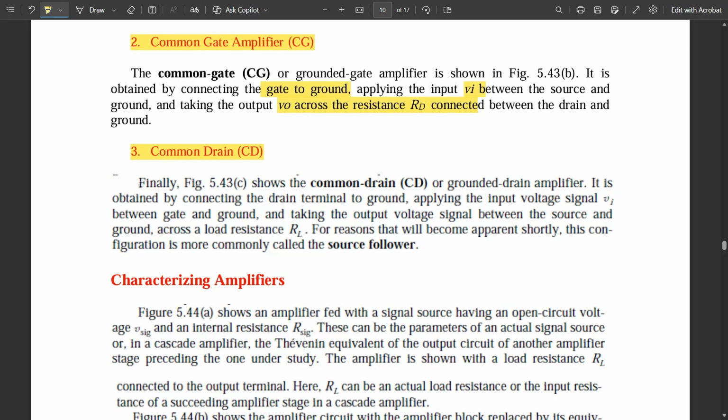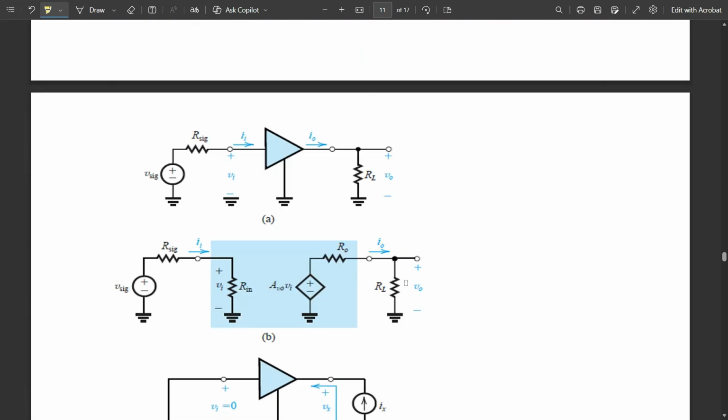Finally, figure 5.43c shows the common drain CD, also called the grounded drain amplifier. It is obtained by connecting the drain terminal to ground, applying the input voltage signal Vi between gate and ground, and taking the output voltage signal between the source and ground, so across the load resistance RL. For reasons that will become apparent shortly, this configuration is most commonly called the source follower. So why is it called a source follower? While we explain the concept of common drain, we'll come to know why it is called a source follower. So these are the things which you need to know.